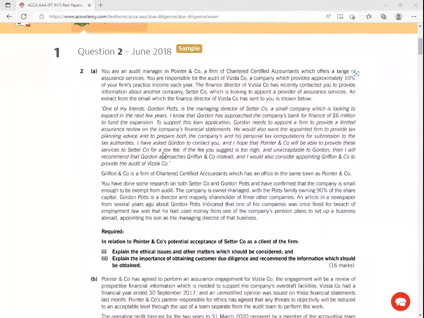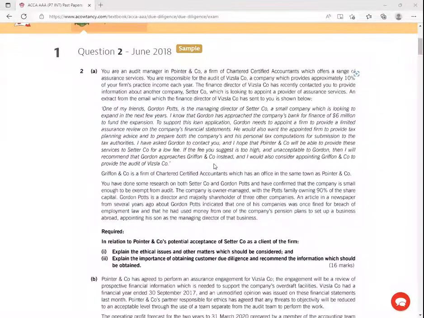For a low fee. So here again, I'm seeing something very bad. They will want me to do quite a lot for very little. So the question will be, will this business make what we call commercial sense? If it's not profitable, it's not going to be viable on my side, right? Now, if the fee you suggest is too high and unacceptable to Gordon, then I would recommend that Gordon approaches Griffon and Company instead. What is that to me? This is intimidation. This guy is intimidating me. He's becoming overbearing on me.